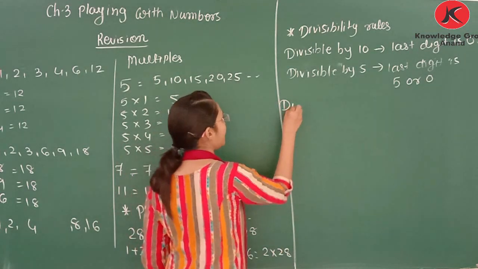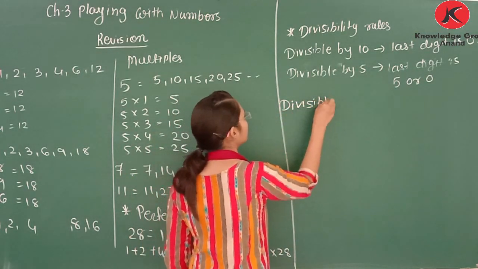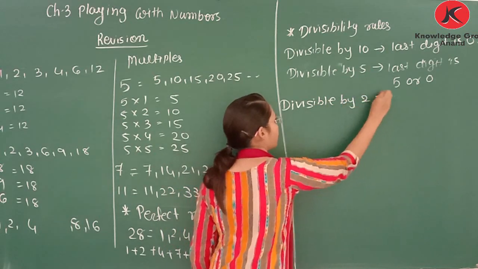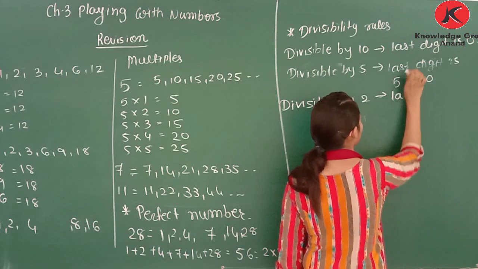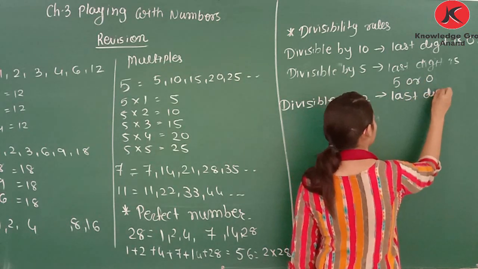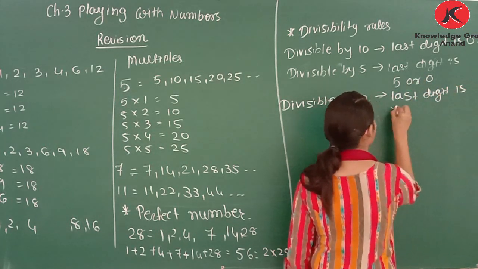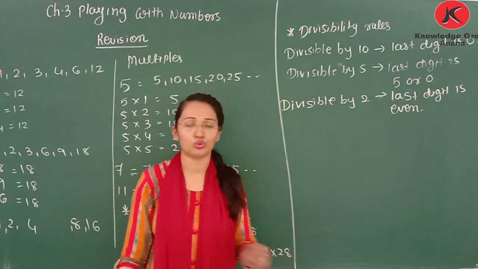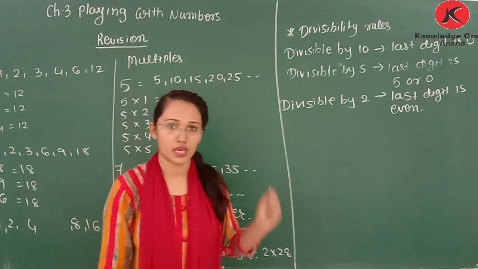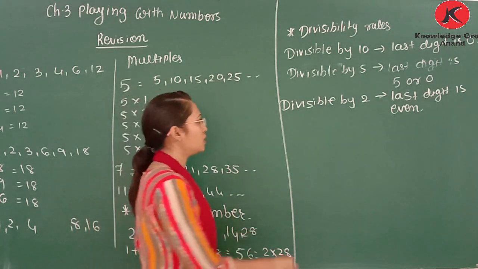Now divisible by 2. Which numbers are divisible by 2? If the last digit is even. If the last digit is 0, 2, 4, 6, 8, then that number is divisible by 2.